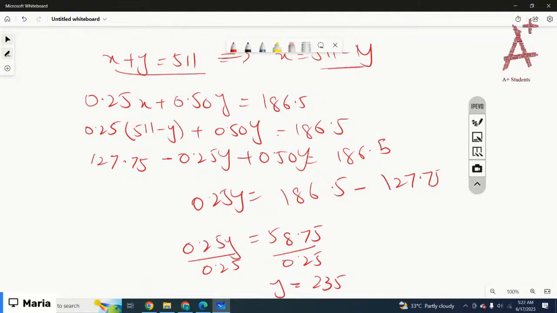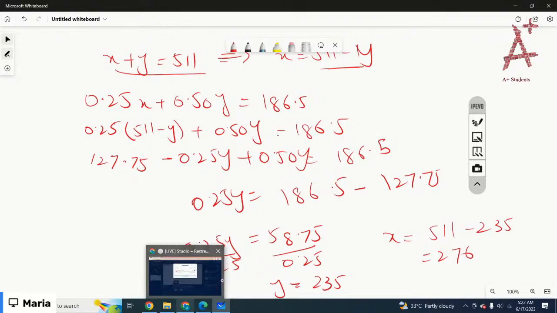Now you have the value of y. Just put the y in this equation and solve for x. It would be 511 minus 235. So 511 minus 235 equals 276. Got it? That means the number of 500 grams jars is 235, and the number of 250 grams jars would be 276. Got it?